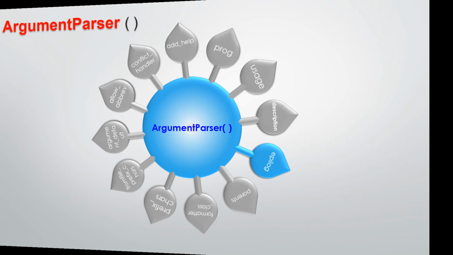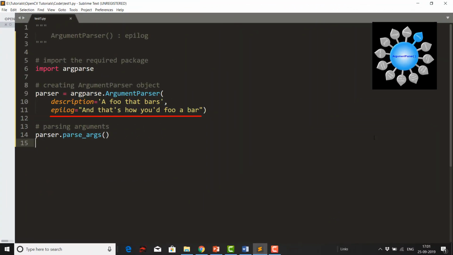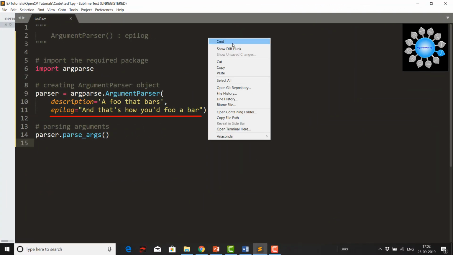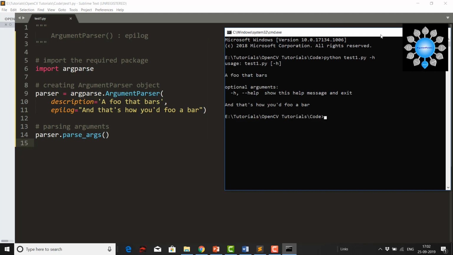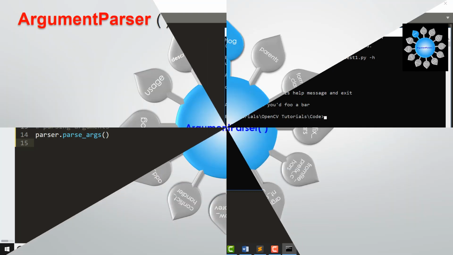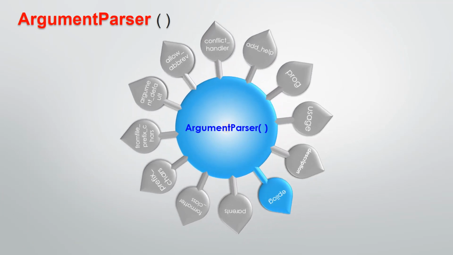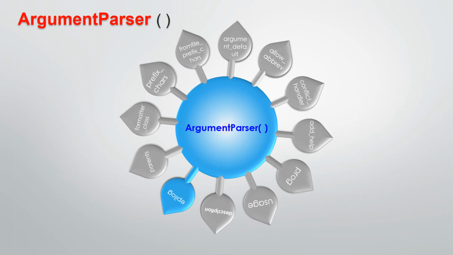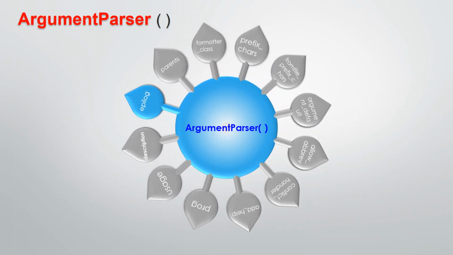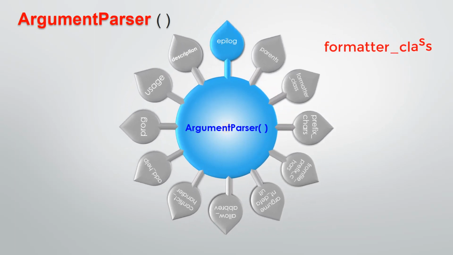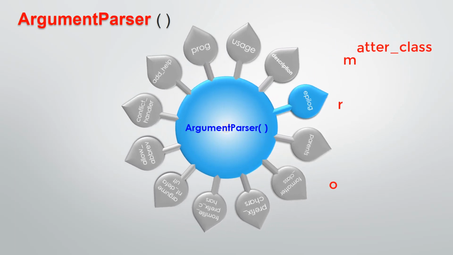Let's see the code. Let's run the code with the help message. This is the epilog text at the bottom of the help message. As with the description argument, the epilog equal to text is by default line wrapped, but this behavior can be adjusted with the formatter_class argument to ArgumentParser.